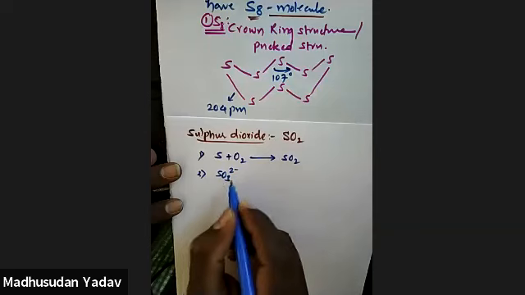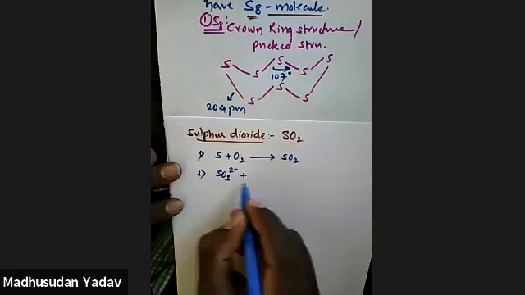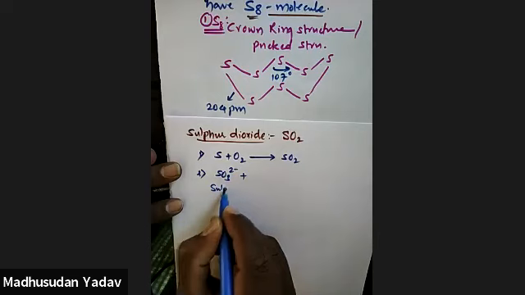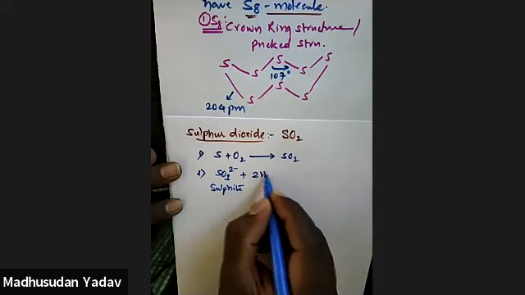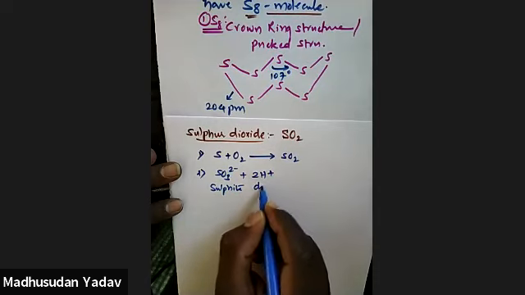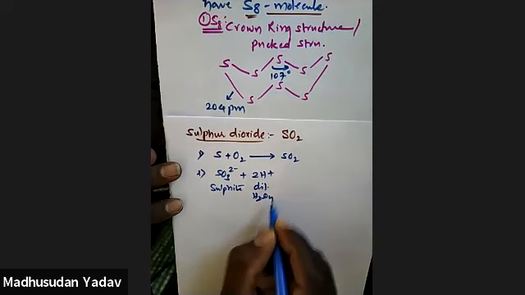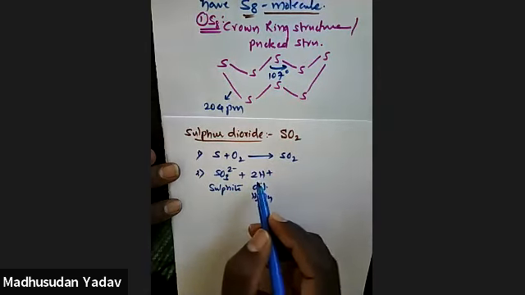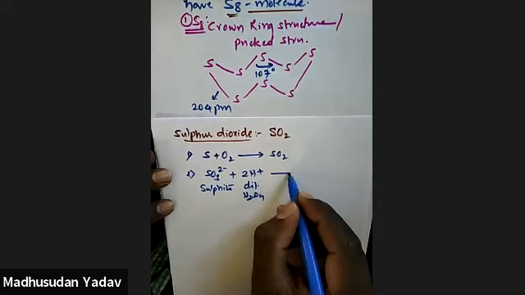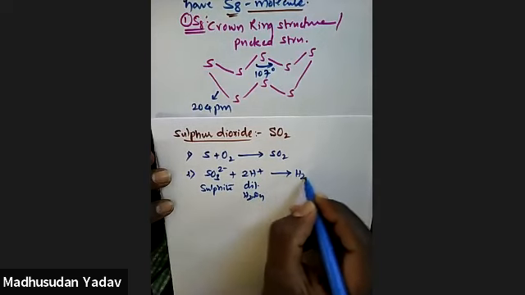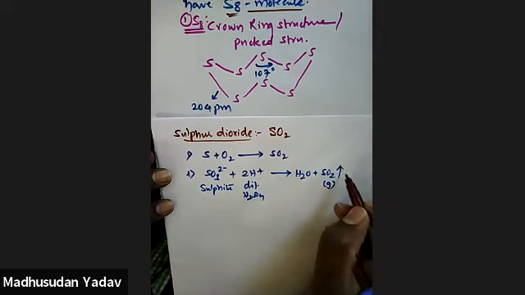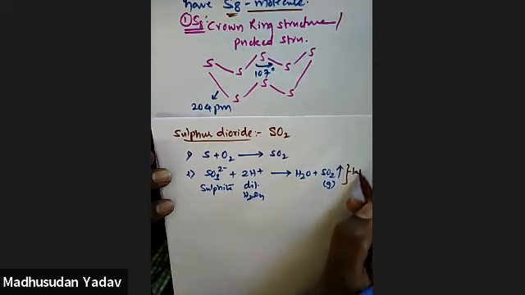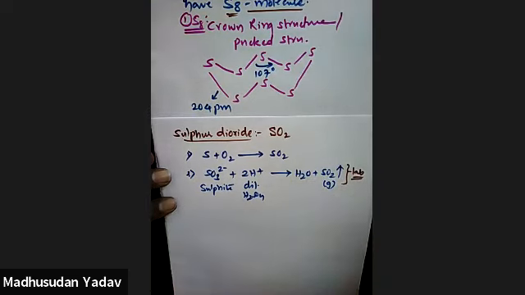Sulfite, SO3 2 minus. This ion comes from sulfites. On reaction with dilute sulfuric acid, H2SO4, H plus ions means sulfuric acid is present in it. Okay, that gives you H2O plus sulfur dioxide. Sulfur dioxide is a gas. Okay, and this method is mainly used in labs. It is a laboratory method.